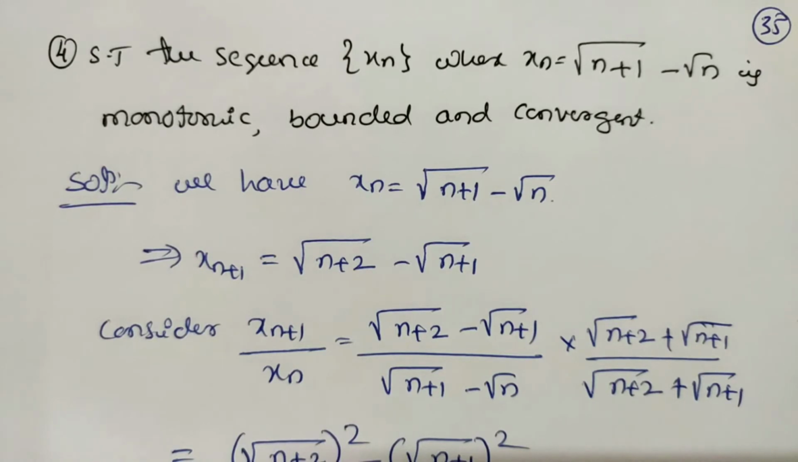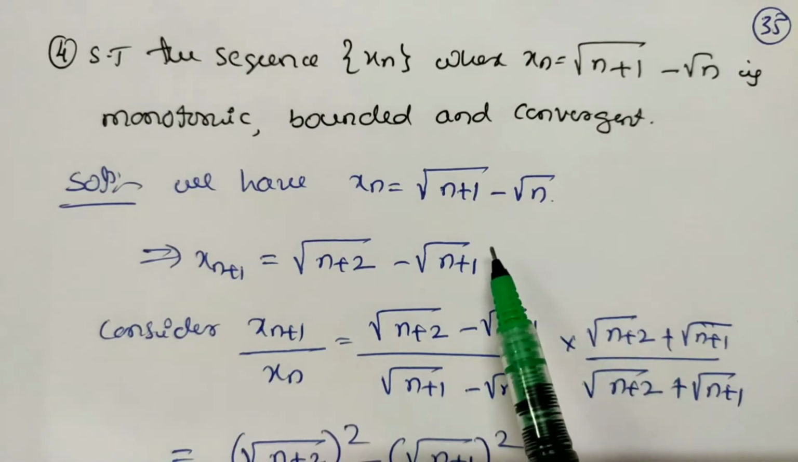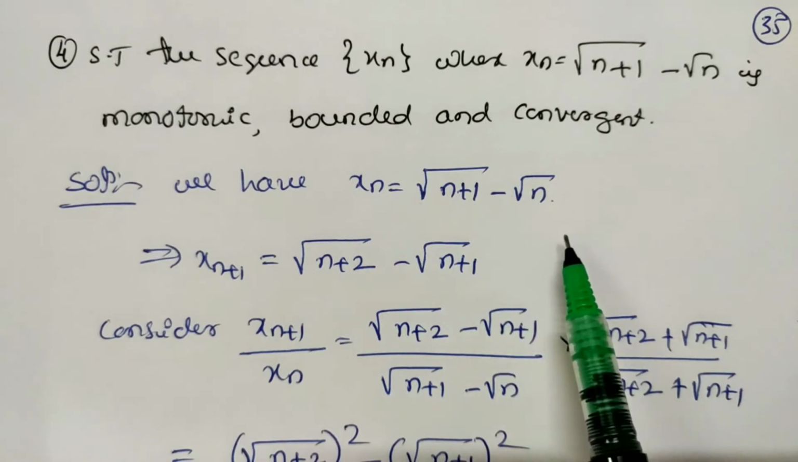Show that the sequence xn, where xn is root of n plus 1 minus root n, is monotonic, bounded and convergent. You have to prove all these things. So first let us prove it is monotonic. You know monotonic means xn plus 1 should be greater than or less than xn. For that let us consider xn. Here xn is root of n plus 1 minus root n.